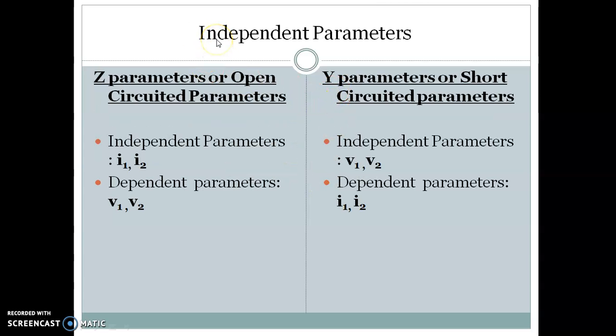So, independent parameters. In this topic we are going to discuss the different models and what independent parameters they have. In the case of the Z parameter, otherwise called the open circuit parameter, the independent parameters are the currents, that is, the port 1 and port 2 currents, and the dependent parameters are V1 and V2. In the case of the Y parameter, or short circuit parameters, the independent parameters are the voltages and the dependent parameters are the currents.